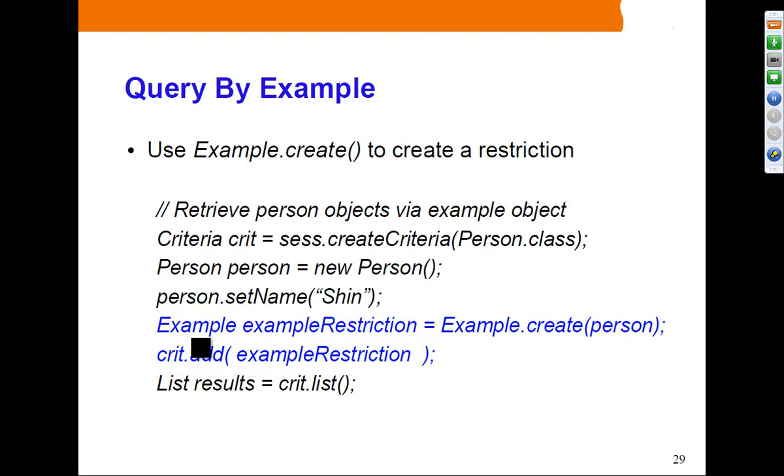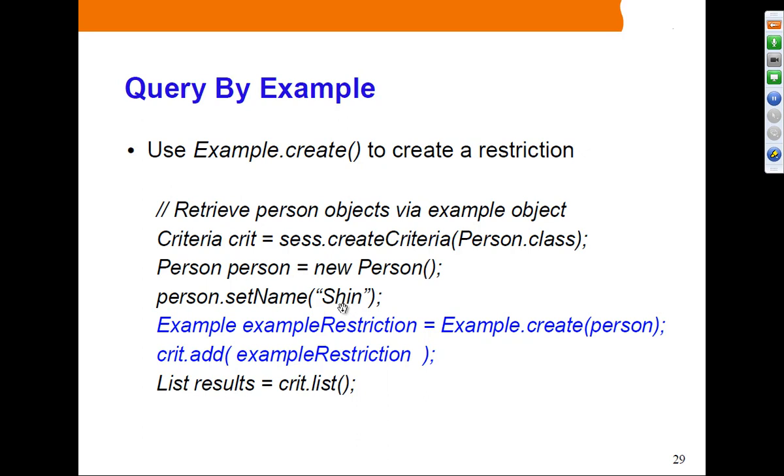So example is like this. You use the create method of the Example class, and then you provide the domain class object, and then you have an example. You can think of example as another restriction, so you just add that restriction. Underneath, it is going to create the criteria for you. By setting the name field of the person object, I'm saying give me all the persons whose name is Shin.